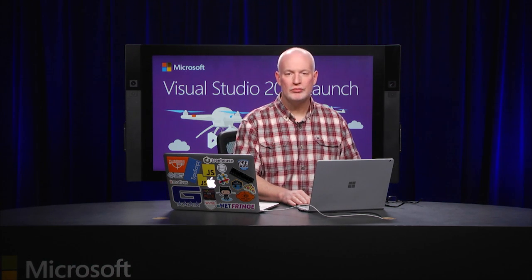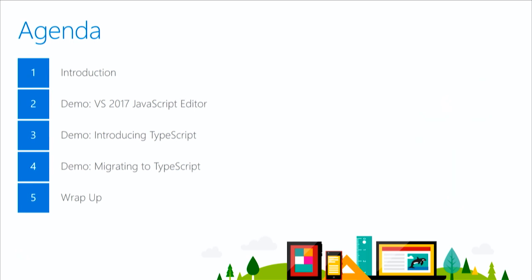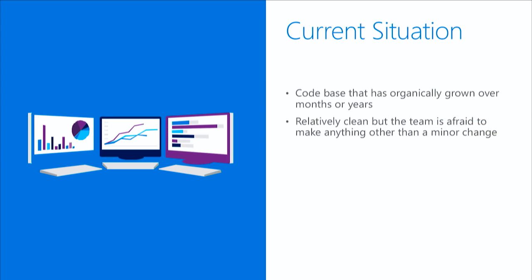Our agenda roughly looks something like this. We're going to start with a basic introduction, kind of lay out the premise for what we're going to be doing here. And then we're going to jump into some demos. We're going to show off the new JavaScript editor in Visual Studio 2017. Then we're going to take a look at the TypeScript language itself and some of the basics there. Then we're going to finish up by migrating a JavaScript project to TypeScript. So let's start with our introduction.